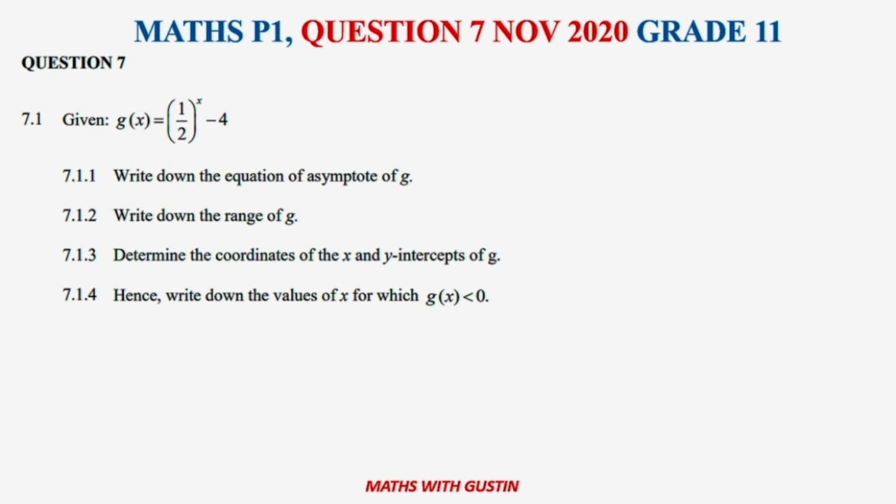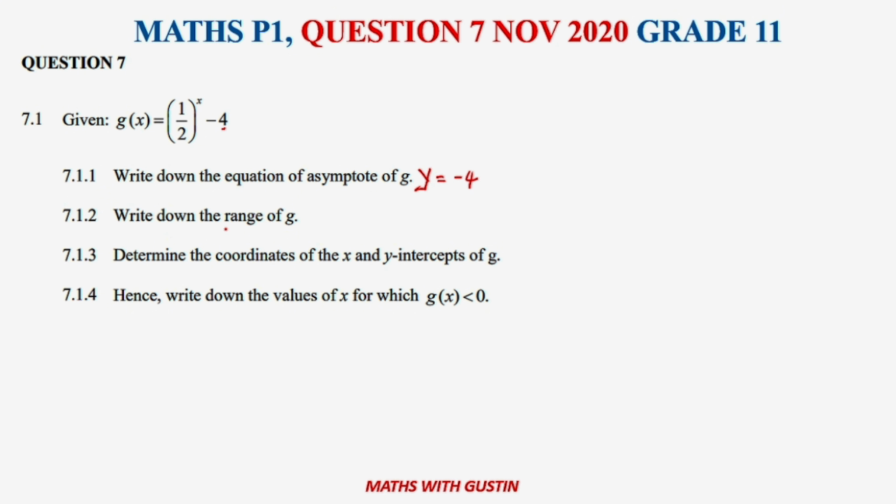We are given an exponent function here, and this question is divided into 7.1 and 7.2. So let's have a look at this one. It says that g of x is a half to the power of x minus 4. The first question says write down the equation of asymptotes of g. We know that the line of asymptote is going to be y is equal to -4.